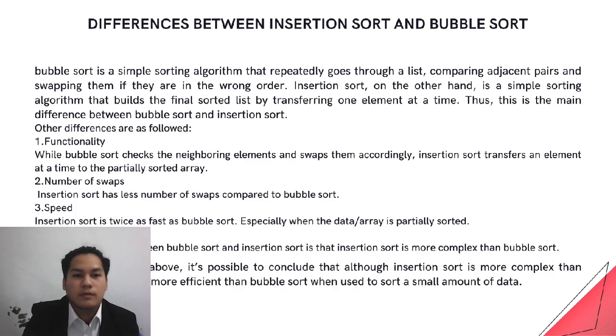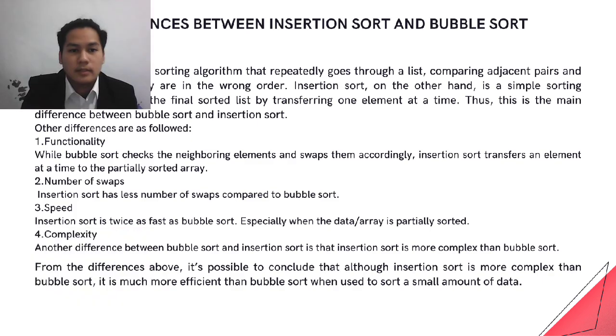Other differences are as follows. First, functionality. While bubble sort checks the neighboring elements and swaps them accordingly, insertion sort transfers an element at a time to the partially sorted array. Second, number of swaps. Insertion sort has fewer swaps compared to bubble sort. Third is speed. Insertion sort is twice as fast as bubble sort, especially when the array is partially sorted. And then the complexity. Another difference between bubble sort and insertion sort is that insertion sort is more complex than bubble sort.